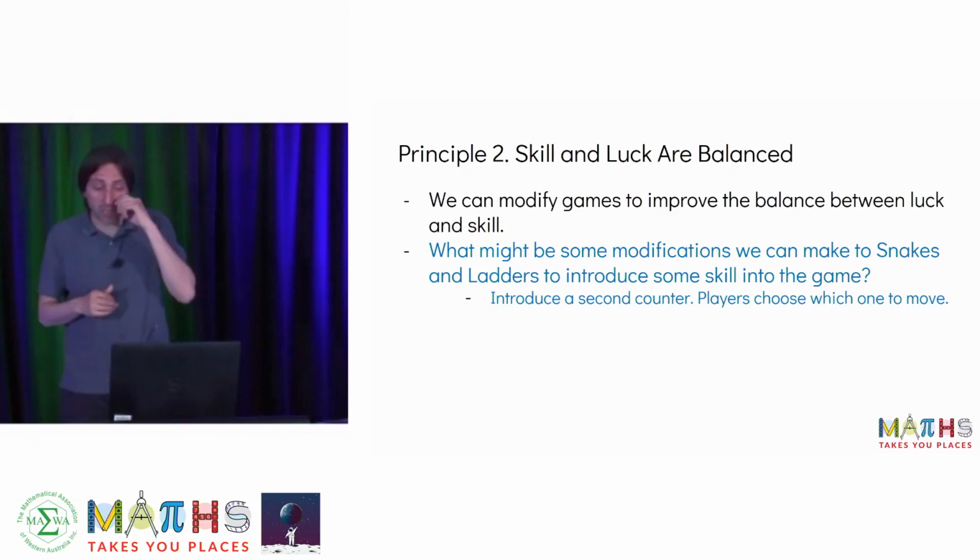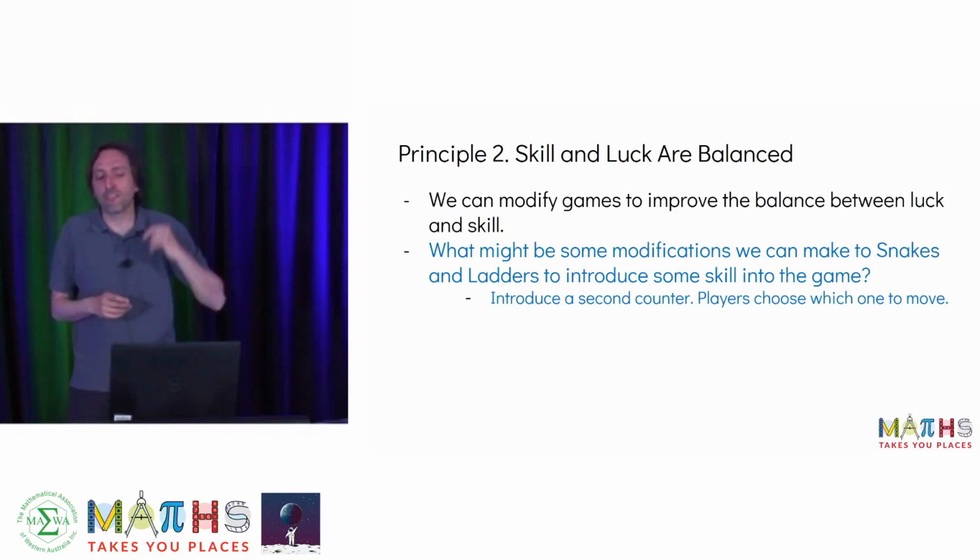Really obvious one is to introduce a second counter. In fact, this is when I play with my daughter, who's now 7, but when we used to play Snakes and Ladders, don't play as much these days. I insisted that I'd only play with her if we could play with 2 counters. And it's as simple as players choose which counter to move on their turn. So just introducing some aspect of player choice.